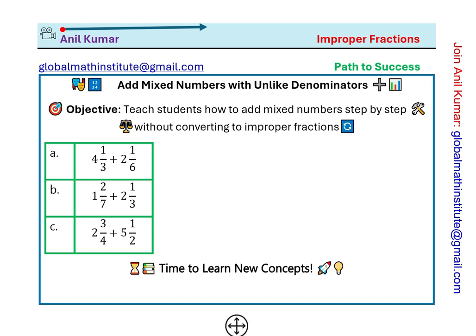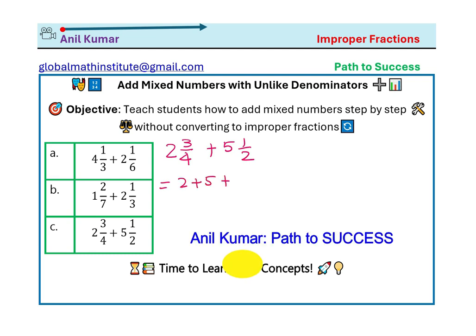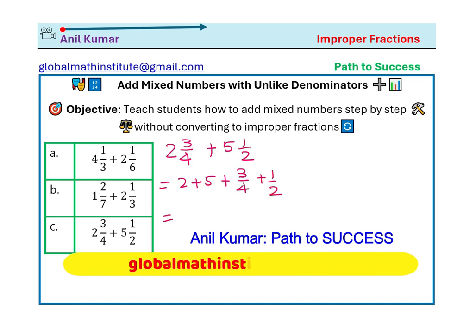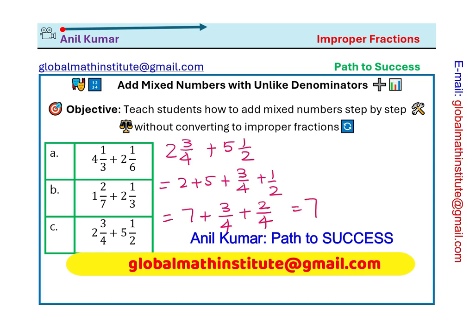Let's do it together. So we have now 2 3 over 4, to which we will add 5 and a half. So first step, add 2 and 5, correct? And then second step, add 3 fourths with half. 2 and 5 is 7, and 3 fourths and half. Okay, so convert them to fourths, which is 2 over 4. Correct. Now clearly we have 7, 3 plus 2 is 5.